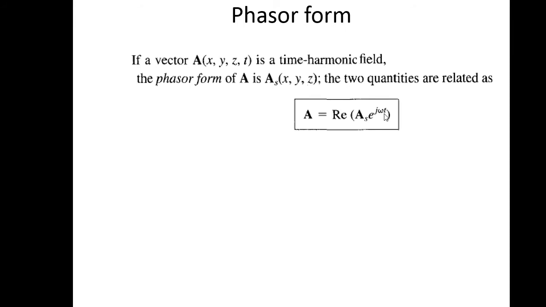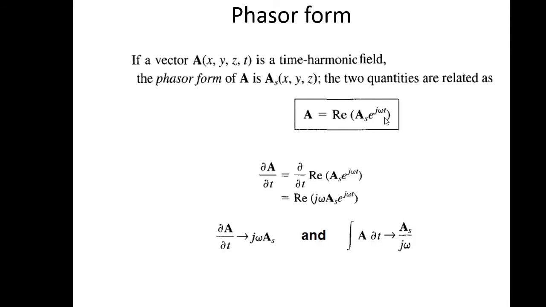So you write vector A as the real part of A_s into e raised to j omega t. If you write it like this, what happens when you take the derivative with respect to t?